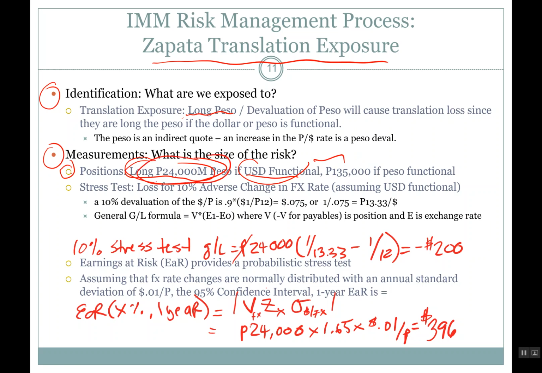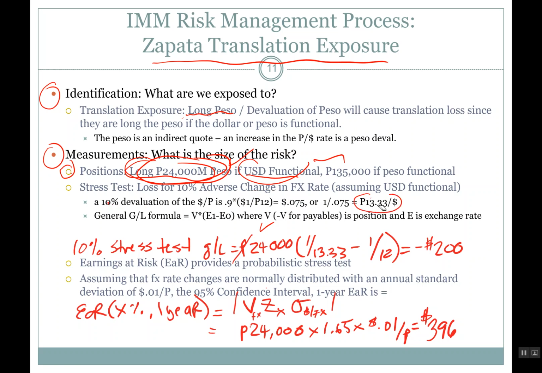If the peso is the functional currency and you're long 24,000 pesos, we need to figure out how much money we can lose. We're waiting here before any rate change has actually happened. We're trying to figure out, well, how much could we lose? The easiest thing to do is a 10% stress test. Just take 24,000 pesos and have a 10% change in the exchange rate. So a 10% devaluation of the peso would be the exchange rate going from 1/12 to 90% of that.